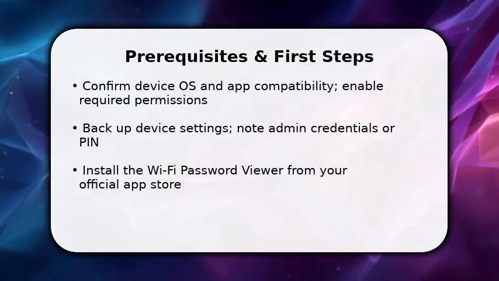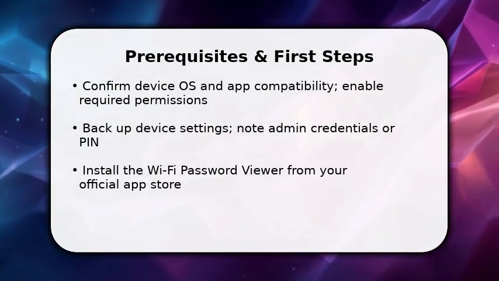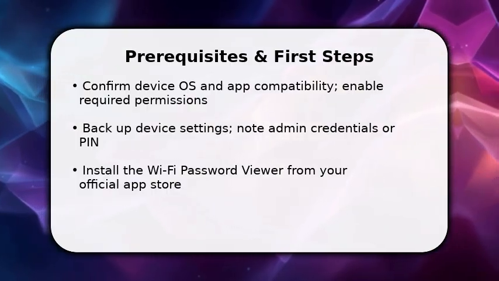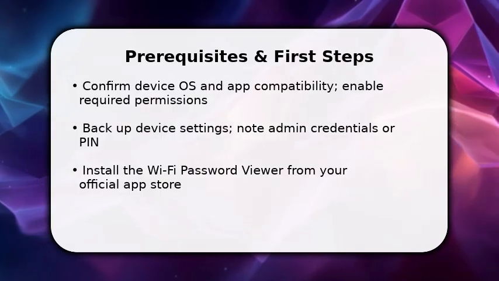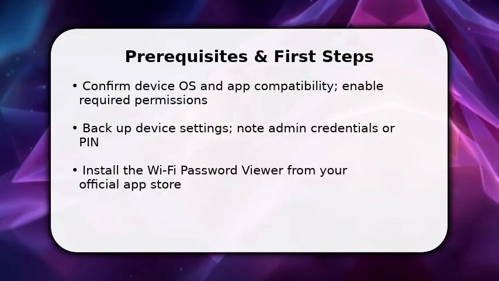You start by verifying compatibility. Check your device OS and confirm the app supports it, because unsupported apps won't work. Once done, grant the minimum permissions the app requests. Those let it read stored networks. Make sure you back up settings and have admin credentials ready so you can approve prompts quickly.